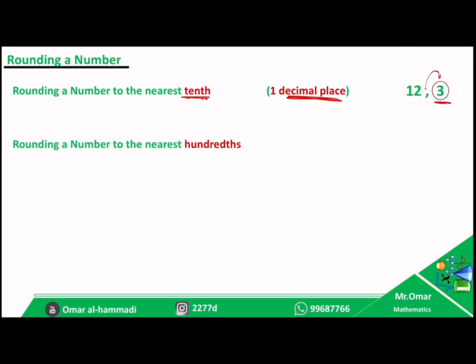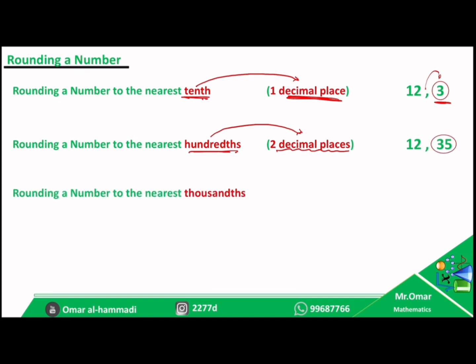Rounding a number to the nearest hundredth. This is the meaning of two decimal places. Tenth is the same as one decimal place. Hundredth is the same as two decimal places. And this is an example of it. Rounding a number to the nearest thousandths. This is the same as three decimal places. And this is an example of it.